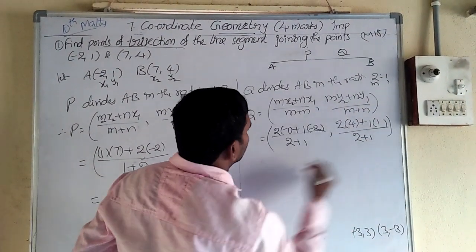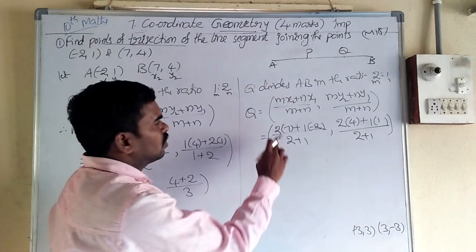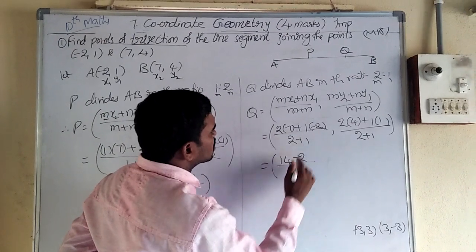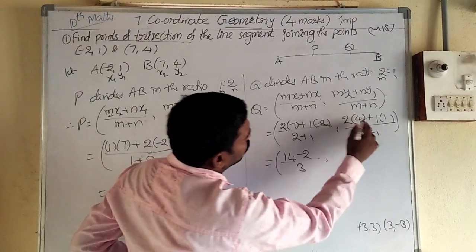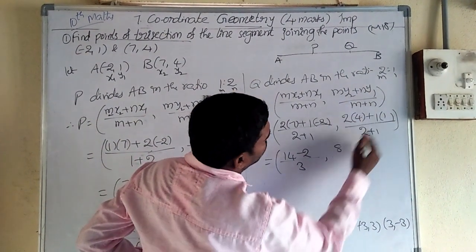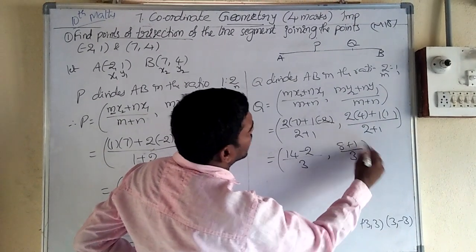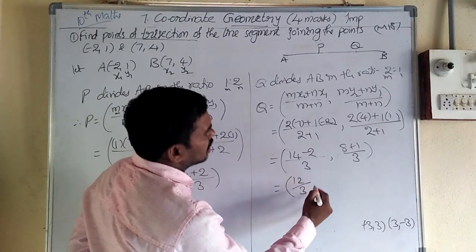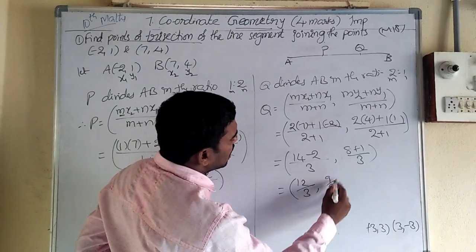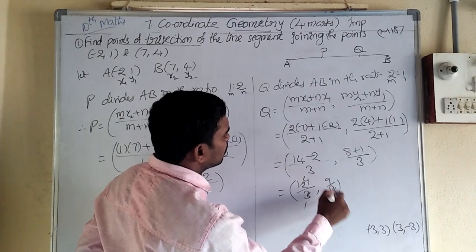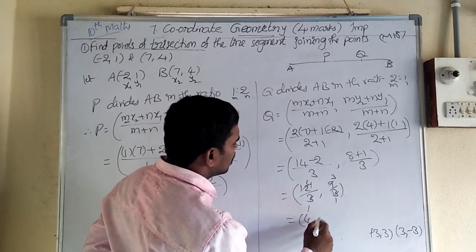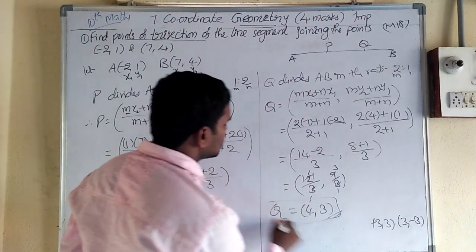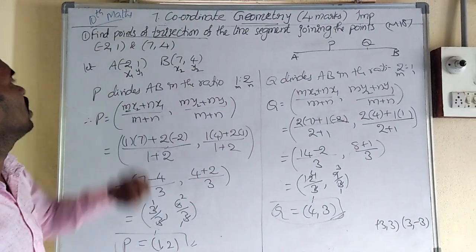So 2 plus 1. Now 2 sevens are 14 plus 1 into minus 2, minus 2, by 2 plus 1 is 3, comma 2 fours are 8 plus 1 into 1, 1, by 2 plus 1 is 3. 14 minus 2 how much? 12 by 3, and 8 plus 1 how much? 9 by 3. So 3 fours are 12, 3 threes are 9. So what is the answer? 4 comma 3 is Q. So P and Q are the required points of the question.